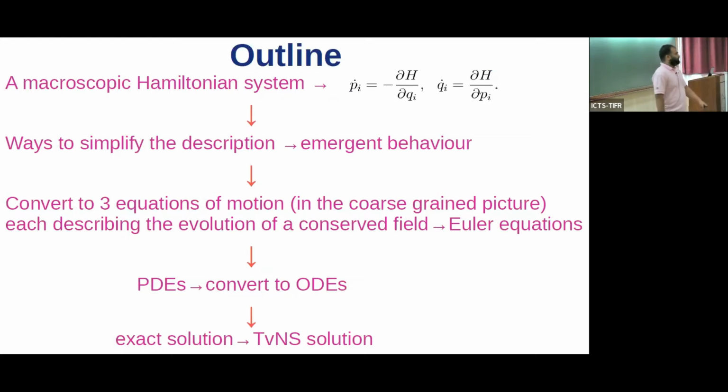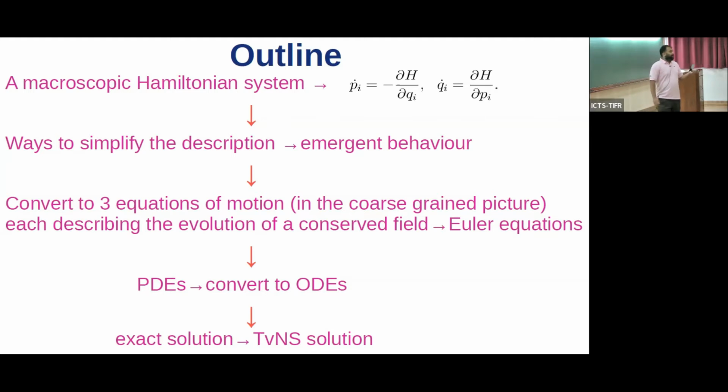So the flowchart of the work: basically what we are doing is that we have a macroscopic Hamiltonian system. So for n particles, we'll have 2n equations. Let's say we're talking in one dimension. Then if you want to describe the system, you have to solve the 2n equations. So we try to see whether you can simplify the description, if instead of 2n equations, you can solve with fewer equations. That's why we look at the emergent behavior in the system.